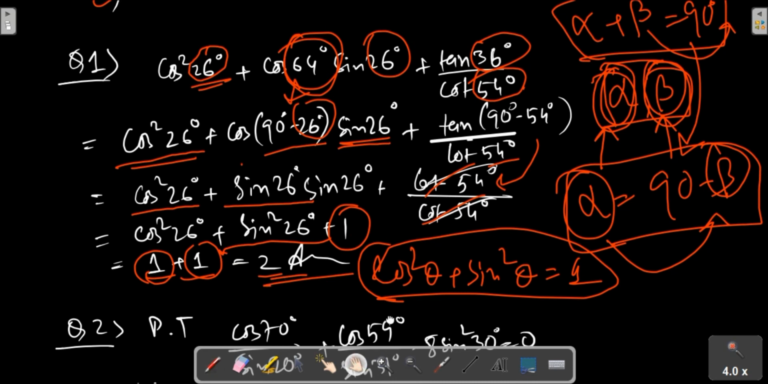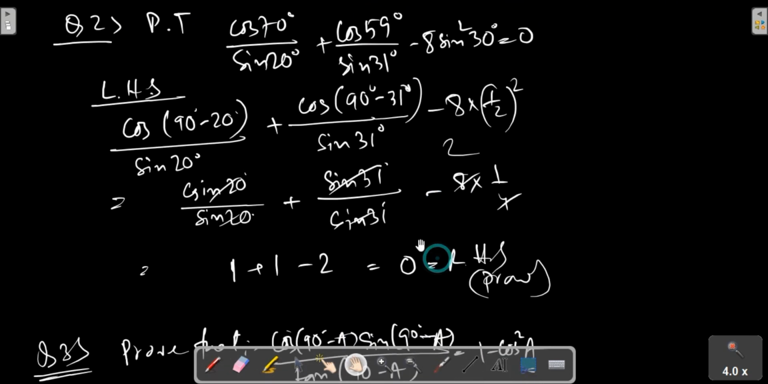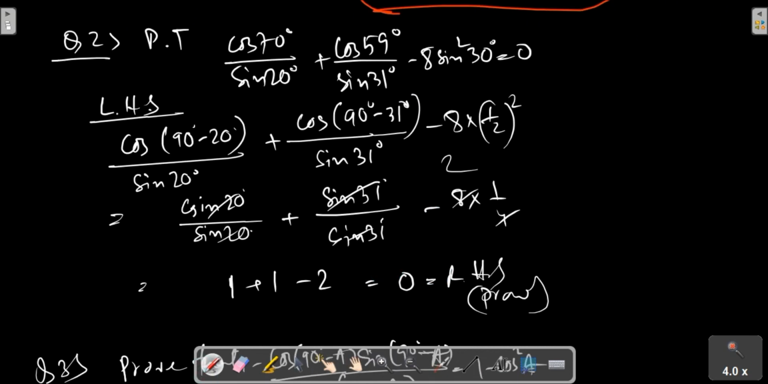Okay, moving to the next sum. I'm just keeping this sum on the board. I hope you will understand. Here the 70 degree I have changed to 90 minus 20, because the other pair was 20. So I have written it like that. Here I have changed this 59, and the other pair was 31, so 90 minus 31. And here I have just used the value.